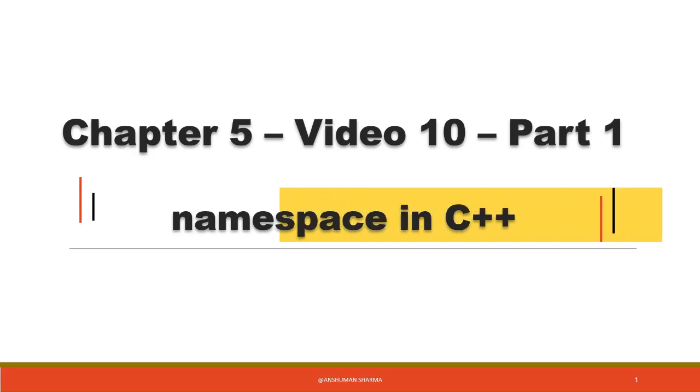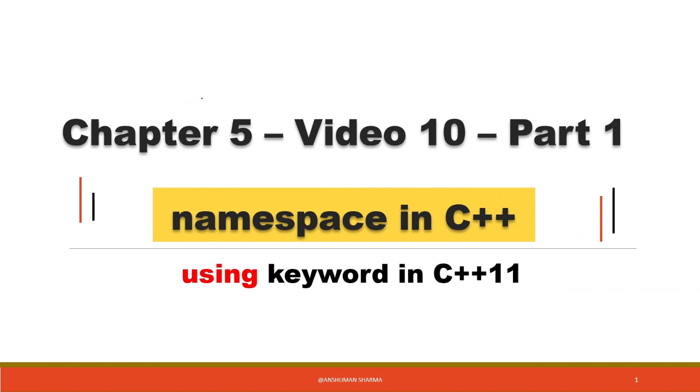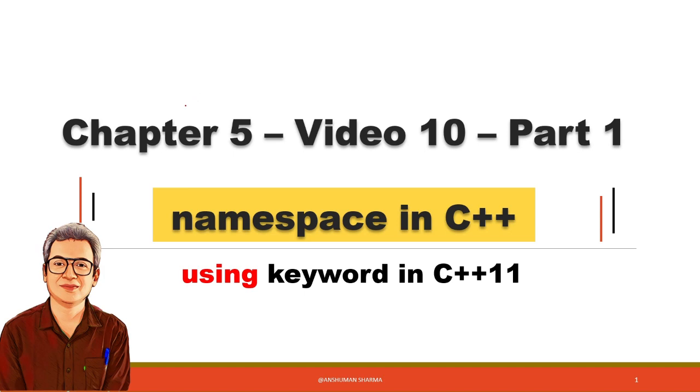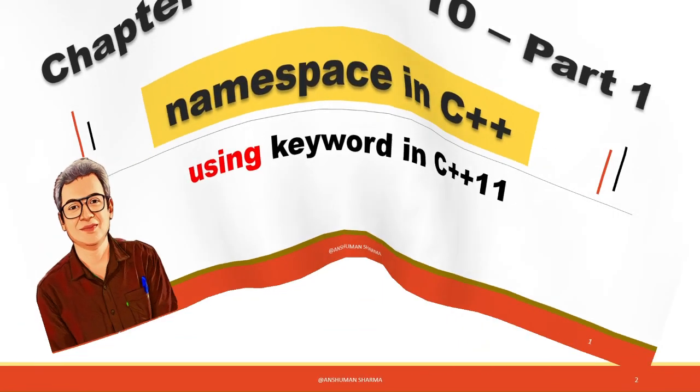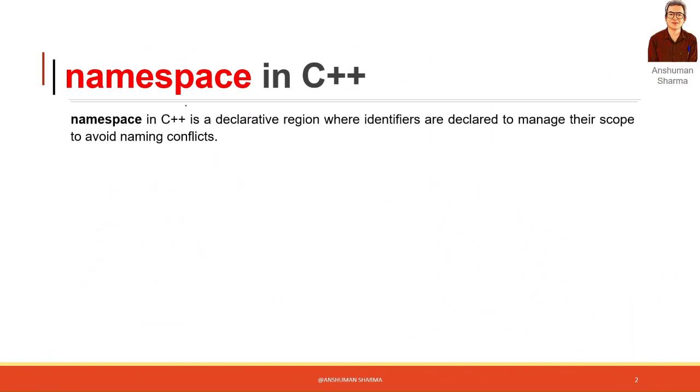Hello everyone. Now let's start with namespace in C++, a concept introduced during standardization of C++. Now, what is a namespace? A namespace is a declarative region where identifiers are declared to manage their scope. By this statement, we mean that we want to avoid naming conflicts. Suppose we have a variable x, one defined in the namespace and another defined in the main portion of the code. So which particular x will be accessed?